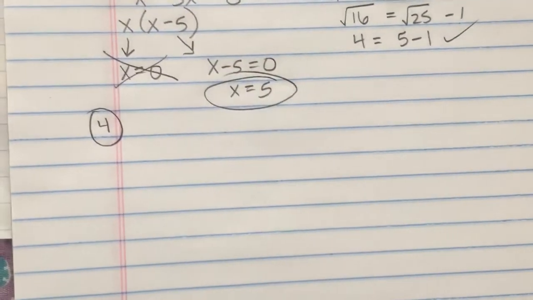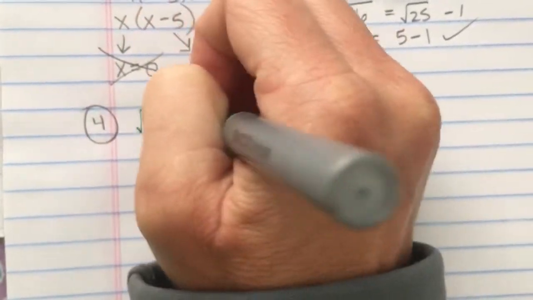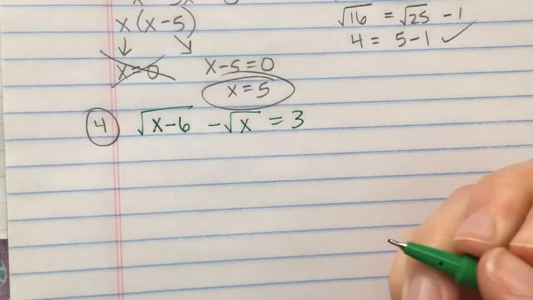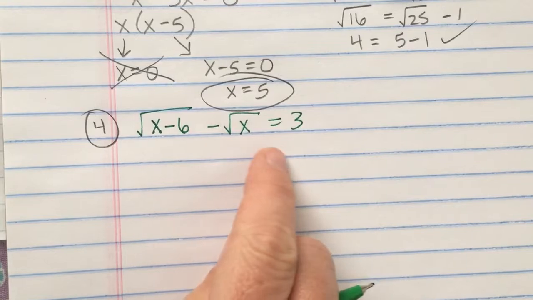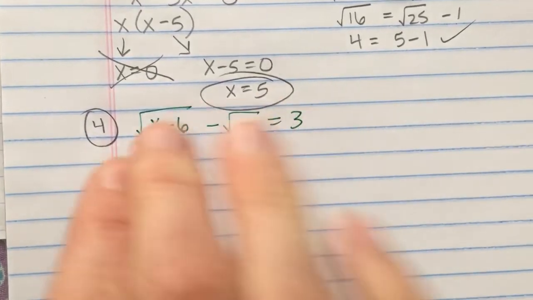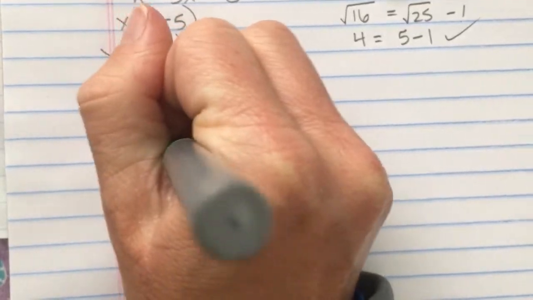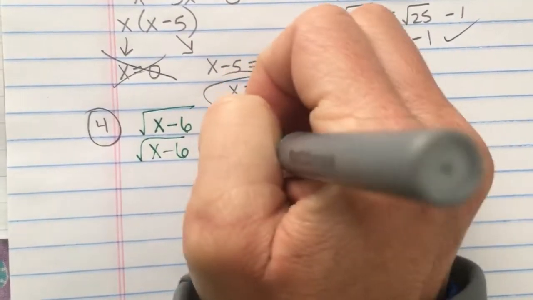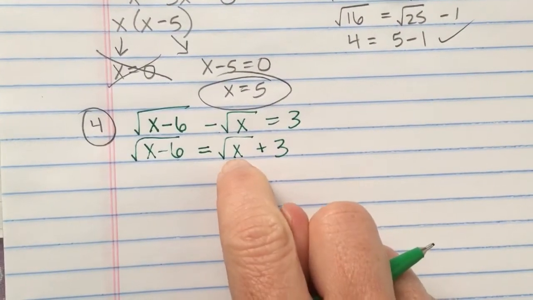Alright, last one, number 4. The square root of x minus 6 minus the square root of x equals 3. Remember, if there's more than one square root, you want to move one to the other side of the equals. You want one on the left side and one on the right side. So the square root of x minus 6 equals the square root of x plus 3. When you move it to the other side, it becomes positive.